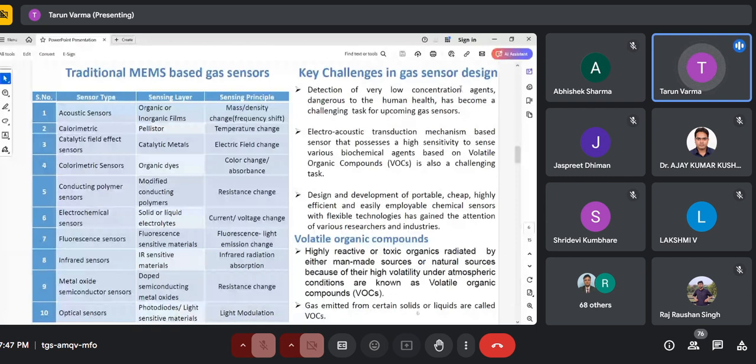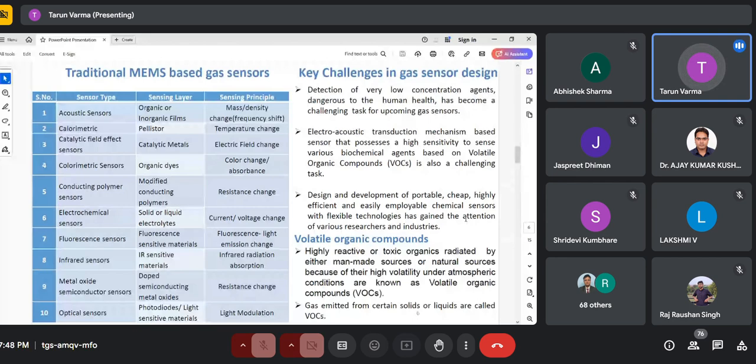Electroacoustic transduction mechanism based sensors possess a high sensitivity to sense various biochemical agents based on VOCs. That also is a challenging task. Then design and development of a portable device. The first two are basically simulation studies which we do, and then finally hardware has to be made. A portable, cheap, highly efficient, and easily employable chemical sensor with flexible technologies that integrates with the existing technologies has to be developed by the researchers and the industries.